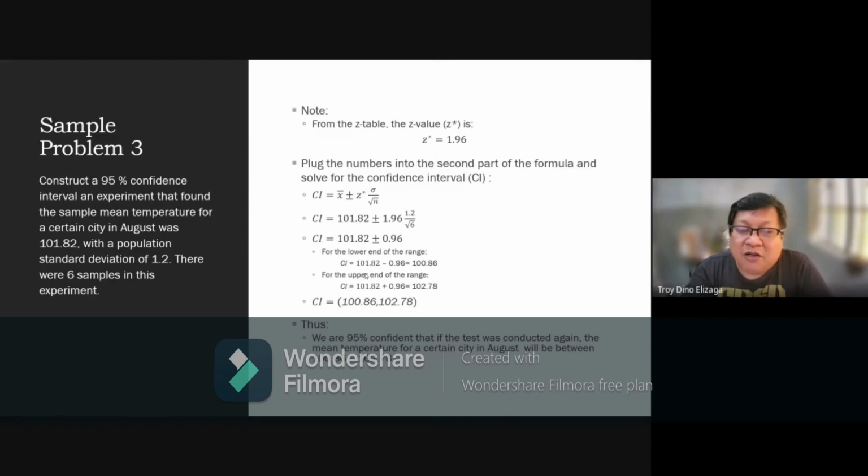So our confidence interval now is 100.86 and 102.78. So therefore, what this means is that we are 95% confident that if the test was conducted again, the mean temperature for a certain city in August will be between 100.86 and 102.78.